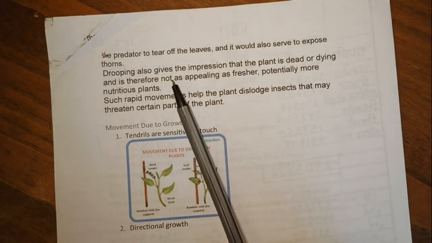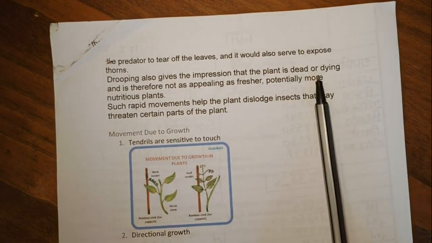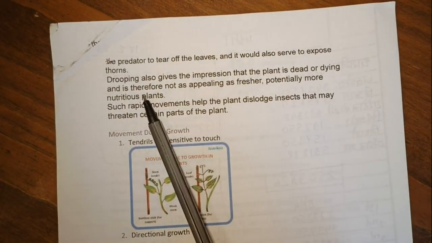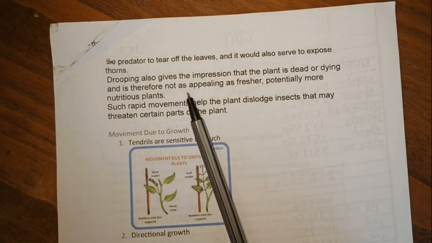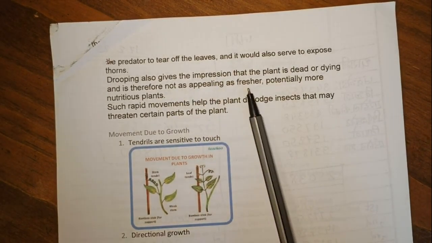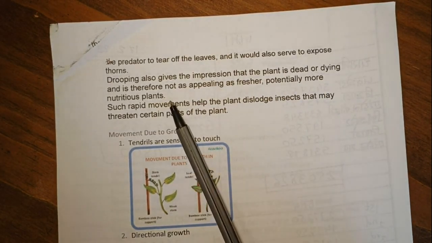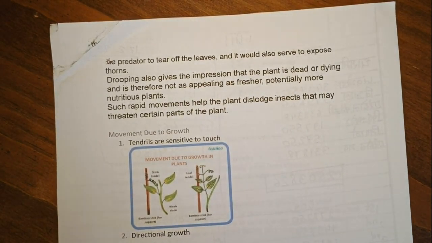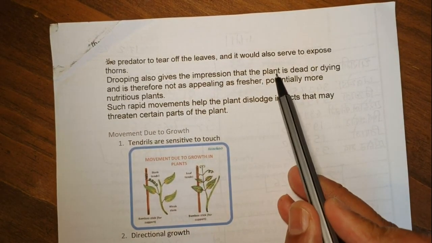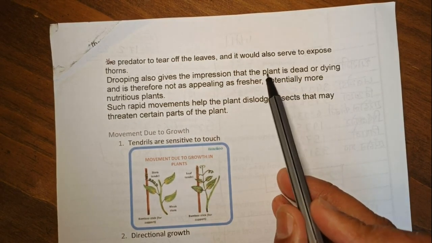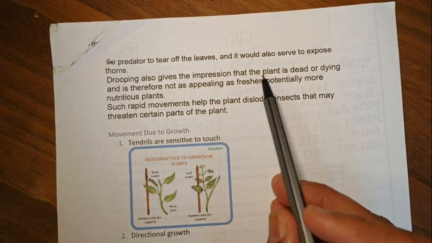Drooping also gives the impression that the plant is dead or dying, and is therefore not as appealing as a fresh, potentially more nutritious plant that a herbivore would be interested in. Okay, so it pretends that it's dead, so the predator might get fooled with that.